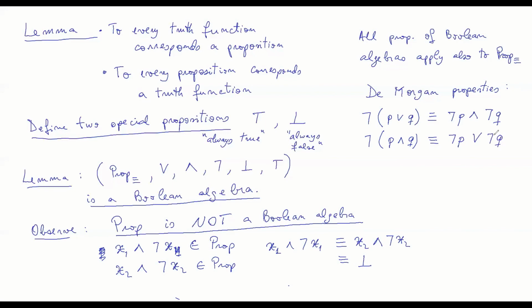And so you should check these De Morgan properties. We had them in lemma 2.7, where we show that in fact these properties hold in general for any Boolean algebra, so in particular also for the propositions modulo equivalence.